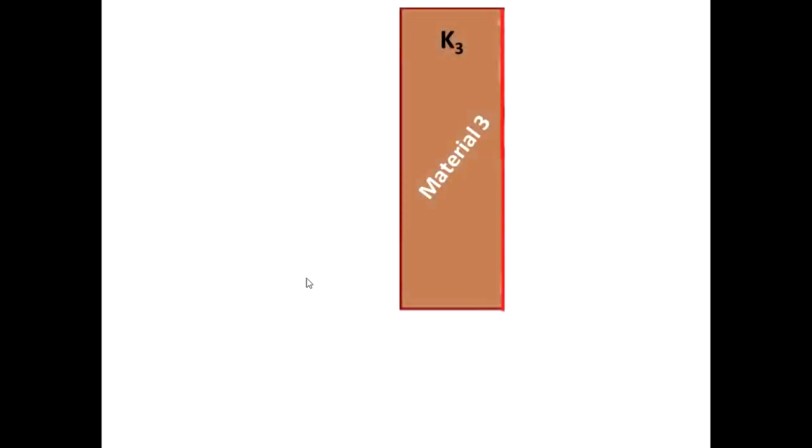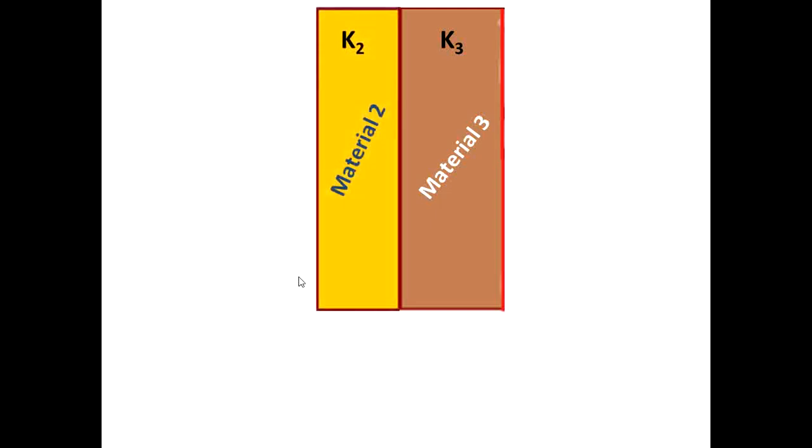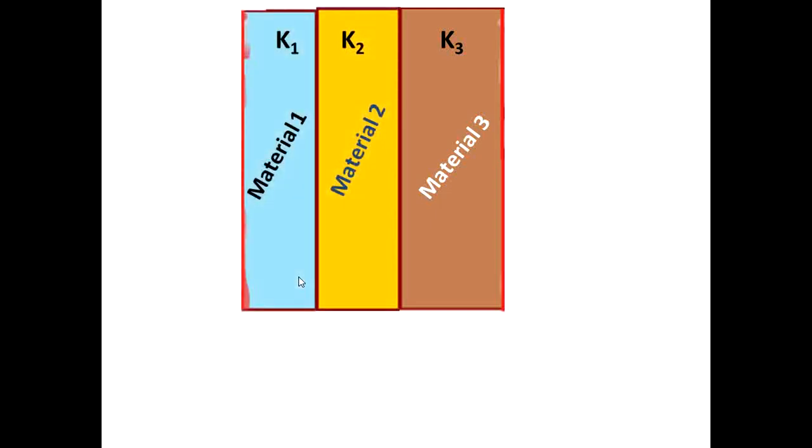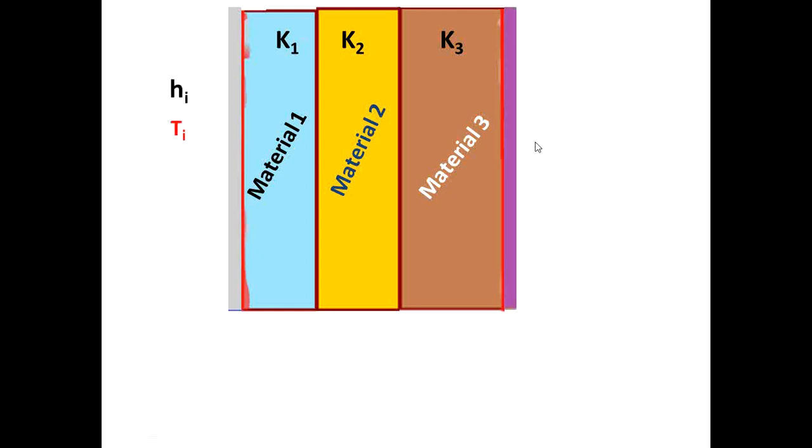See, a composite wall means it will be like this. You will have material 1, material 2, material 3. On one side you will have the heat transfer coefficient because of the fluid, and on the other side you have the heat transfer coefficient because of another fluid. Let this be the hot side and this be the cold side.